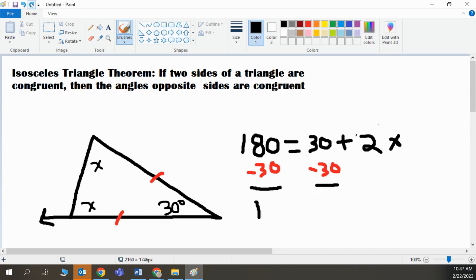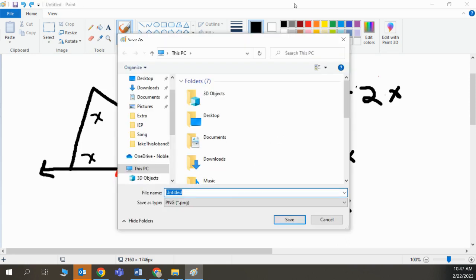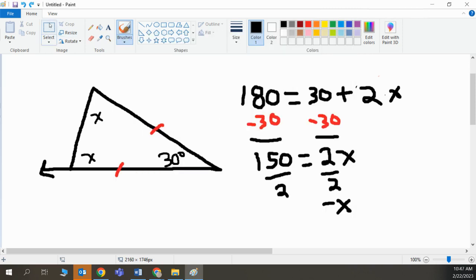And so therefore, 180 minus 30 is 150. That leaves me with two x's. 2 times the number equals 150. So I'm going to do the opposite operation. I'm going to divide 2 by 2 and turn that x into 1, and I'm going to take 150 and divide it by 2. Okay? So 150 divided by 2, let me scroll down. 150 divided by 2 should get me 75. Okay? And so therefore, x equals 75.